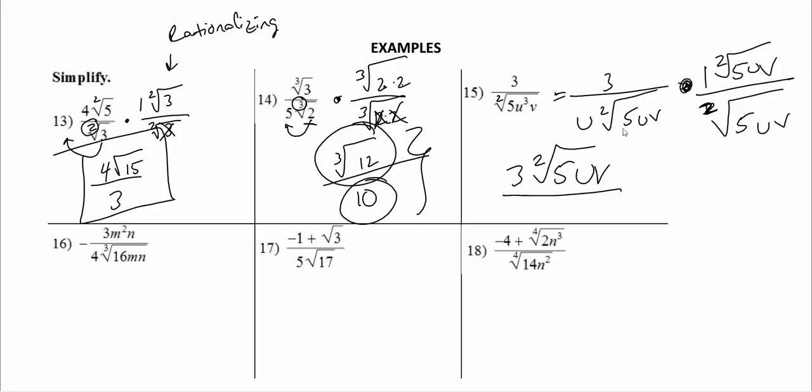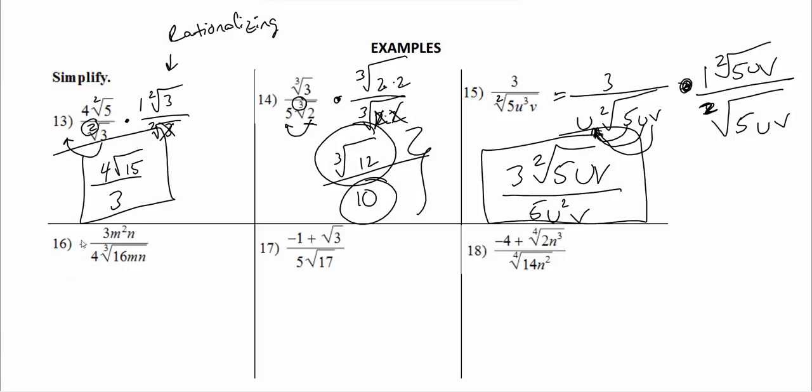Because I have 2 of everything here, a 5 gets pulled, a u gets pulled, and a v gets pulled. So I'm left with a 5. I pulled out a u, but I had a u already there, so it's u squared. And then a v comes out as well. That's it for number 15.